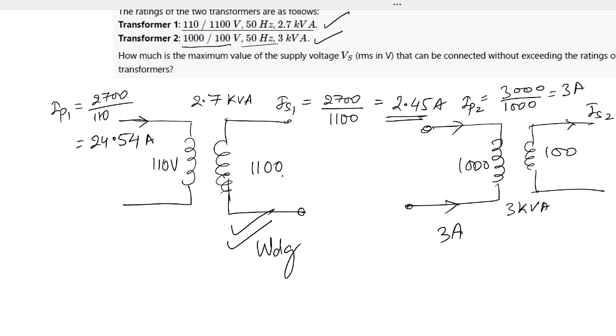So since these are connected here, this winding cannot carry 3 amperes. So we need to limit this current in the secondary winding up to 2.45 ampere, so we cannot exceed this value. Clear?